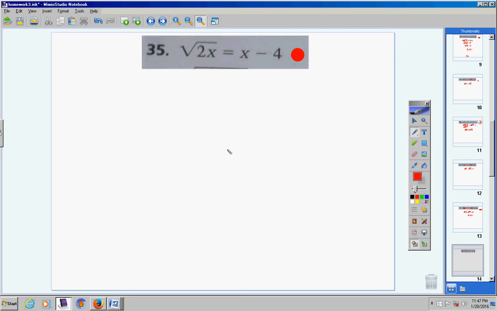Alright, number 35. We have a radical equation. We want to isolate the radical. Well, we only have one radical, and it's isolated already. So next we want to eliminate it. There's a 2 here, even though you can't see it. So we have to raise one side to the second power. We must raise the other side to the second power also. So when I square a square root, I'm left with the inside, which is 2x, the radicand. When I square x minus 4, that means to write the parentheses twice.